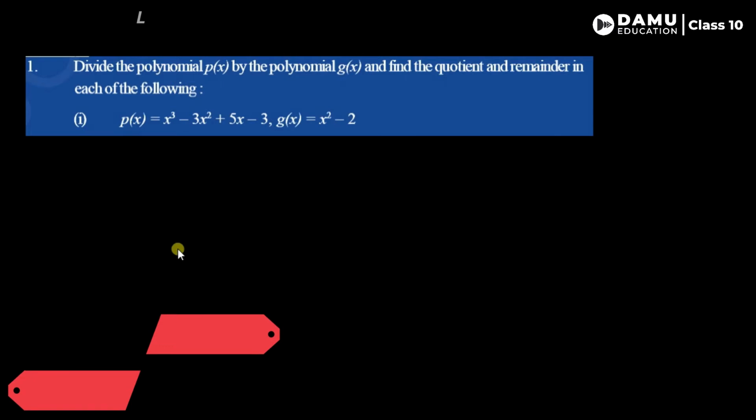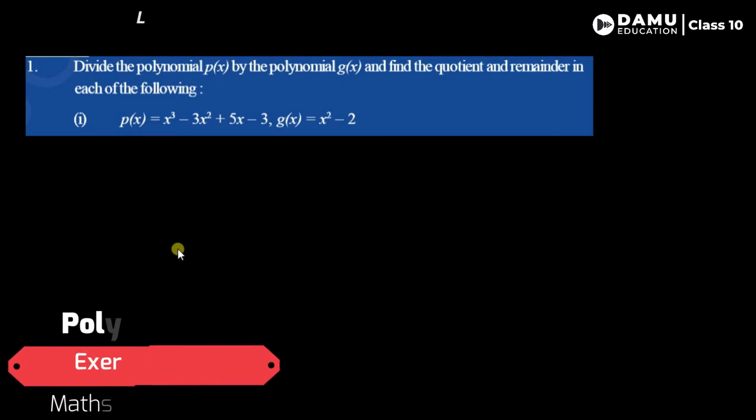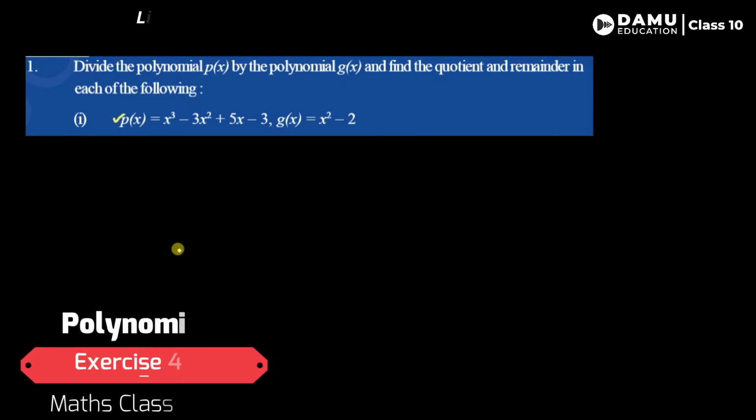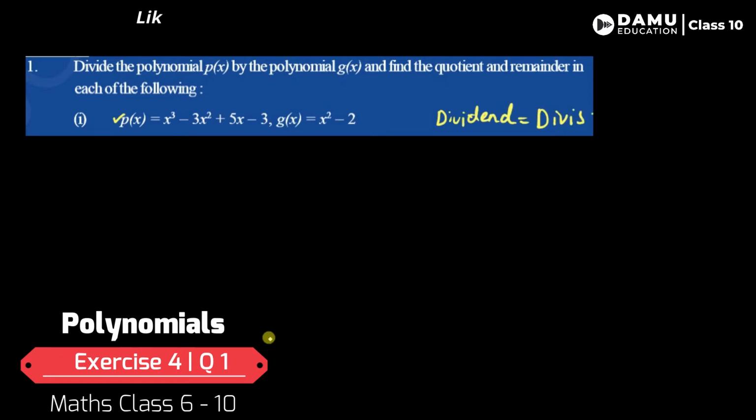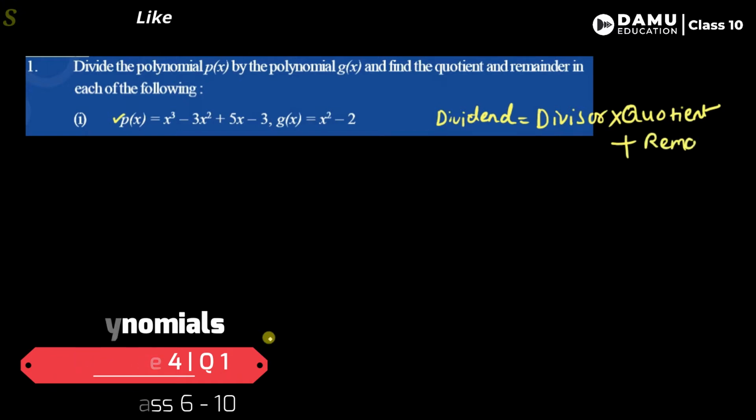So in this module, we are going to discuss our first question. Divide the polynomial p of x by g of x and find the quotient and remainder in each case. So as we know, dividend will be equal to divisor into quotient plus remainder. This is the formula of the division algorithm.